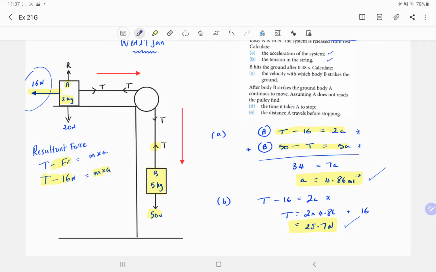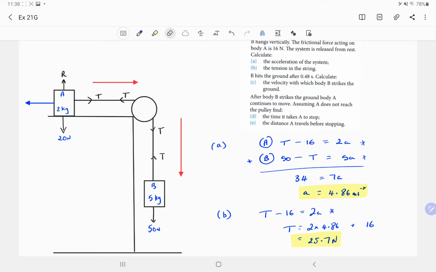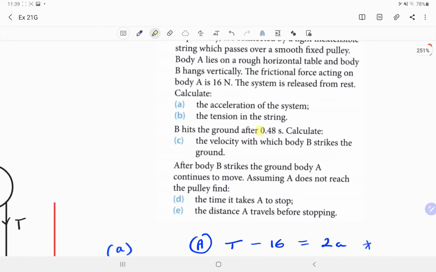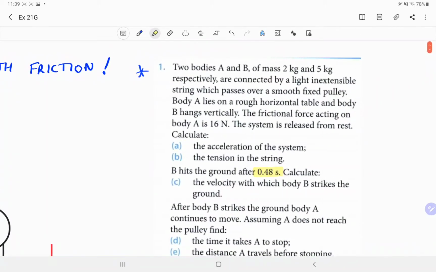B hits the ground after 0.48 seconds, and we're asked to calculate the velocity with which B strikes the ground. So, after just clearing away all the stray marks there, let's look at how to calculate the velocity of B when it strikes the ground. So, before I show you the answers, let's just see what information we have. So, B hits the ground after 0.48 seconds, but remember, they start from rest. So what we have here is U equals 0. We have T equals 0.48. We are looking for V.